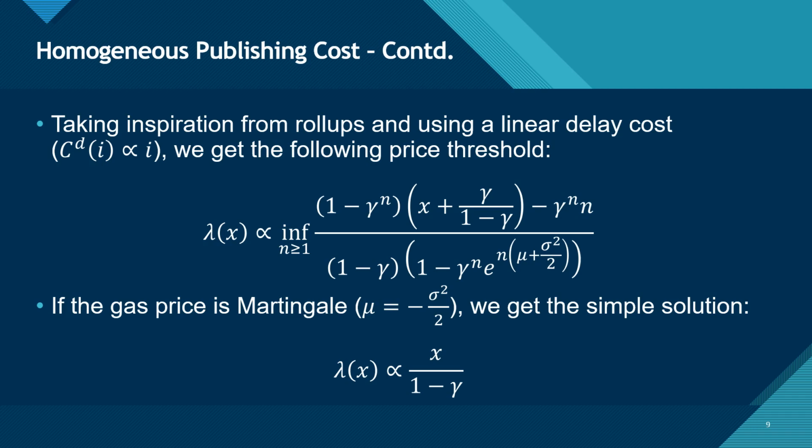So this is a fairly complicated equation, but it actually turns out to be real nice where the gas price is martingale. This basically means that the gas price in the next time step is expected to be the same as the current gas price, which is a common assumption in finance. In this case, we get a simple solution that the price threshold is linearly dependent on the delay and inversely linearly dependent in 1 minus gamma, where gamma is the discount factor.